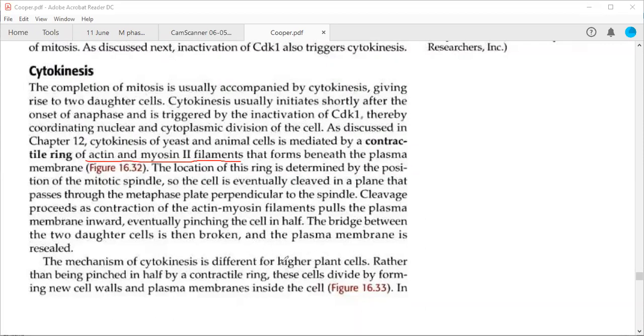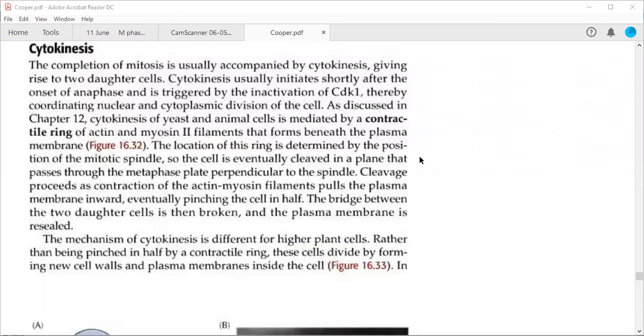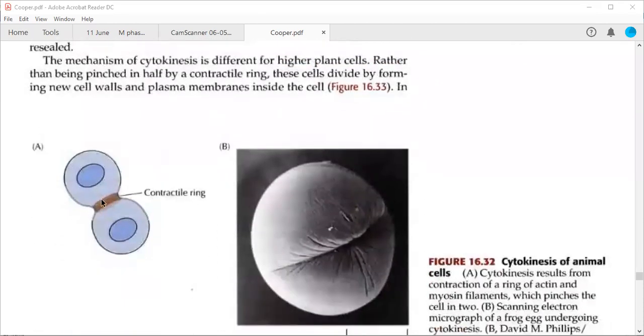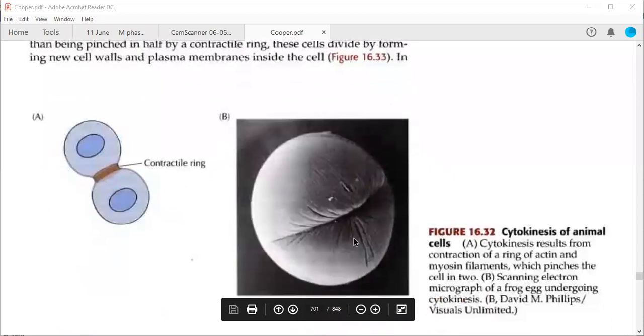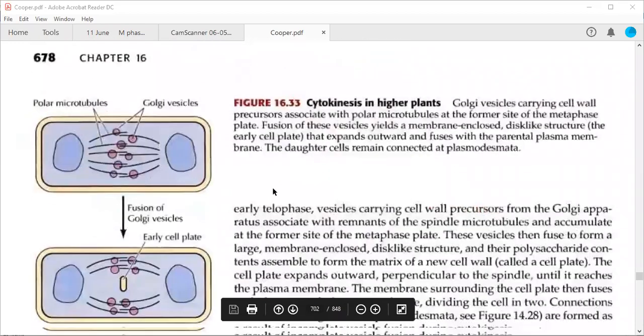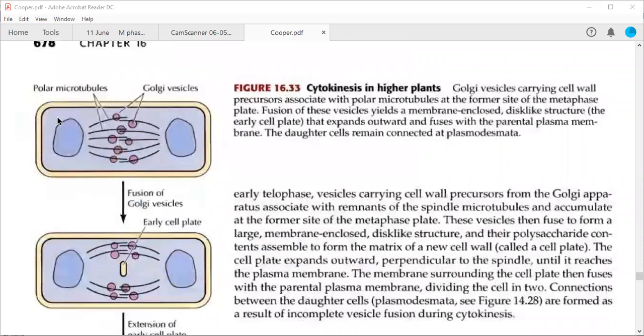in higher plants, rather than being pinched off halfway by a contractile ring, there is no contractile ring, but they are divided by some other mechanism. They follow a different cytokinesis. So the animal cell will divide by a contractile ring. It will pinch off in between, so two daughter cells of generally equal size, or sometimes unequal size in simple organisms, will form.